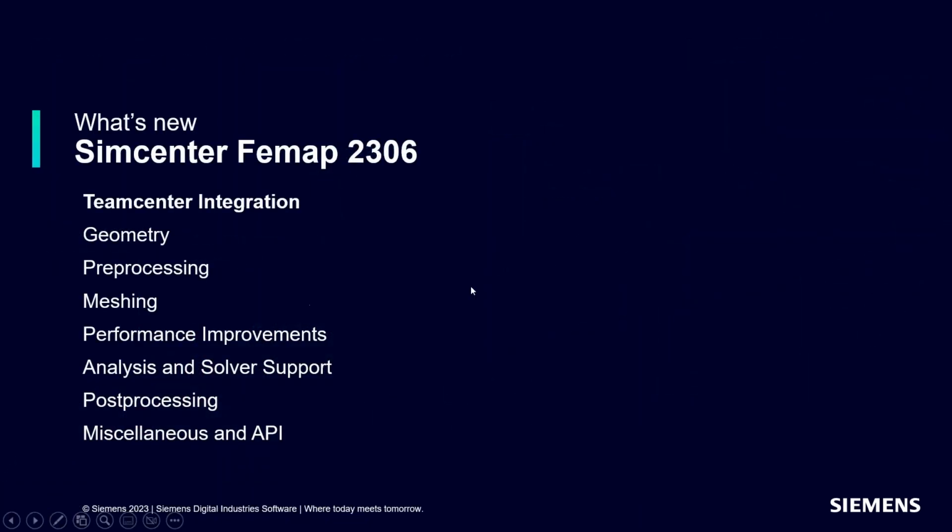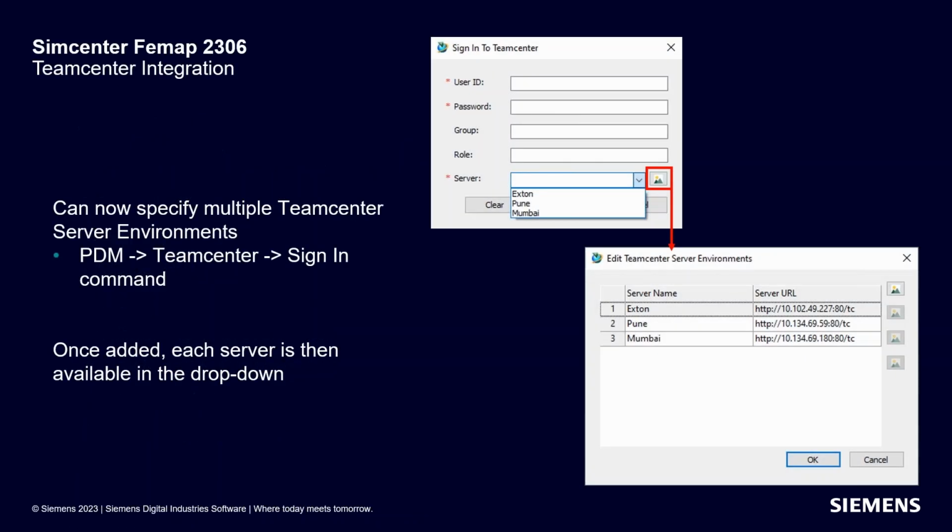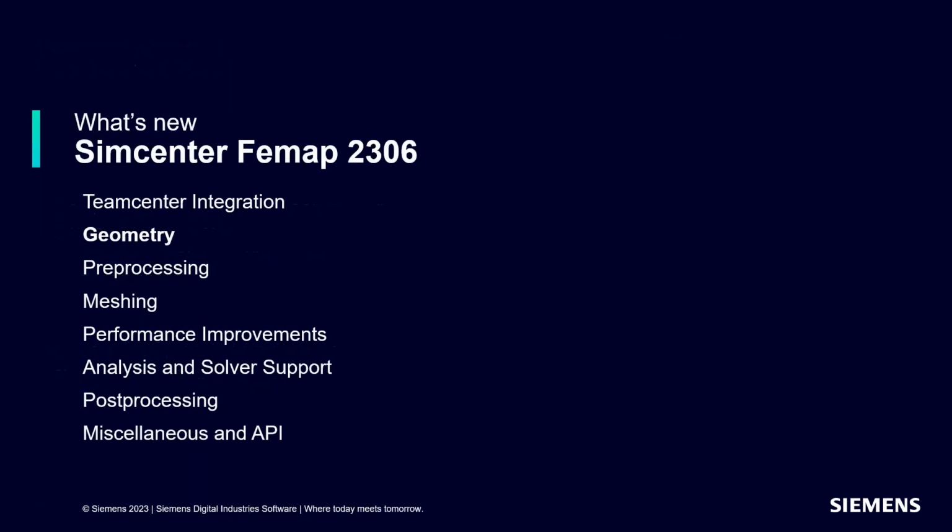All right, so let's dive into some of these updates. First off, we're going to start off with Teamcenter Integration. So I think Teamcenter Integration was introduced in 2301, or if not then, very recently. And I think a small improvement that they're making with this 2306 release is that you can now specify multiple Teamcenter server environments, and then you can reorder them, and they're available in a drop-down here, so you can switch between ones nice and easy.